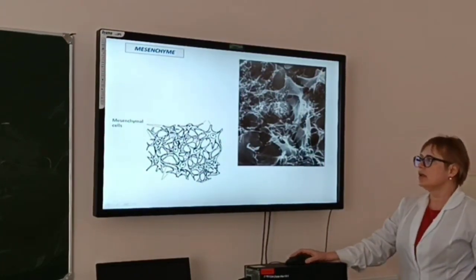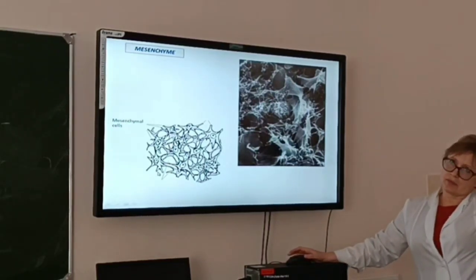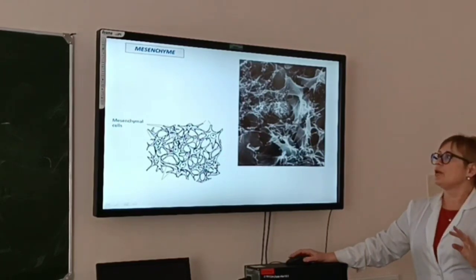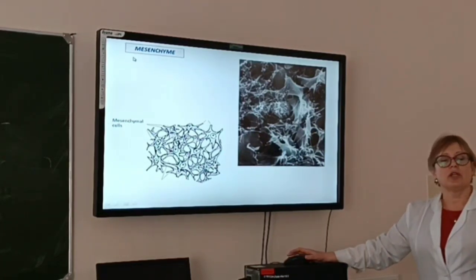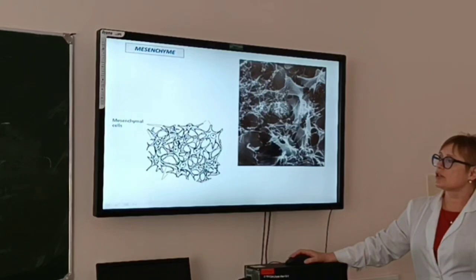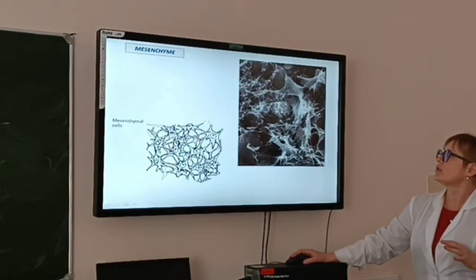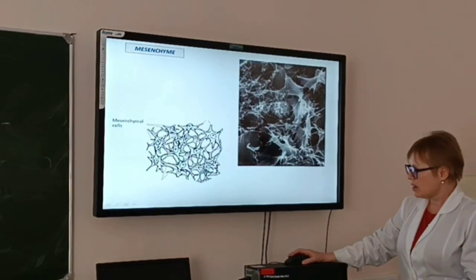And here, the next group of connective tissue: embryonic tissue, mesenchyme. Actually, this is the unsegmented mesosome, and it consists of cells with a stellate, star shape, which connect with each other by processes. Look, please, this is mesenchyme.